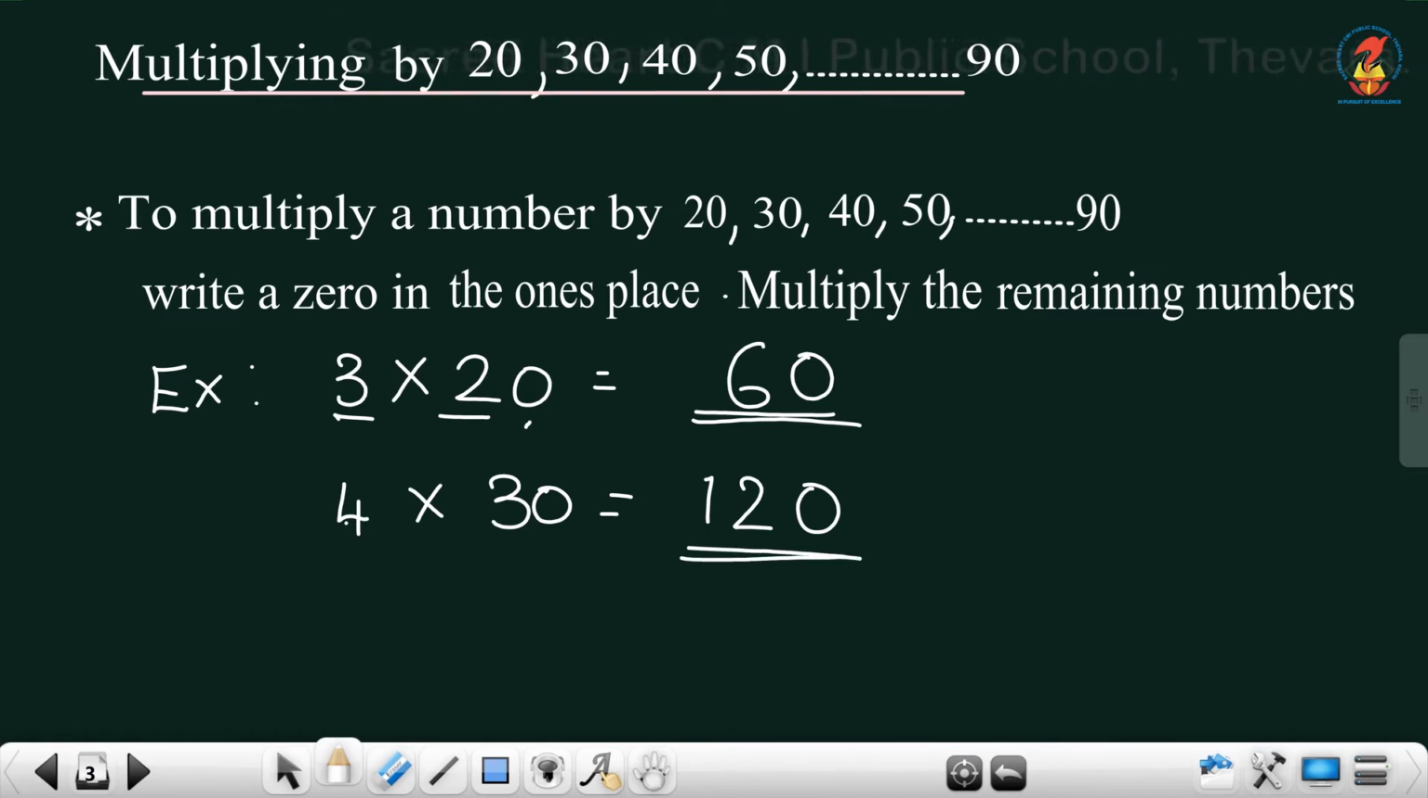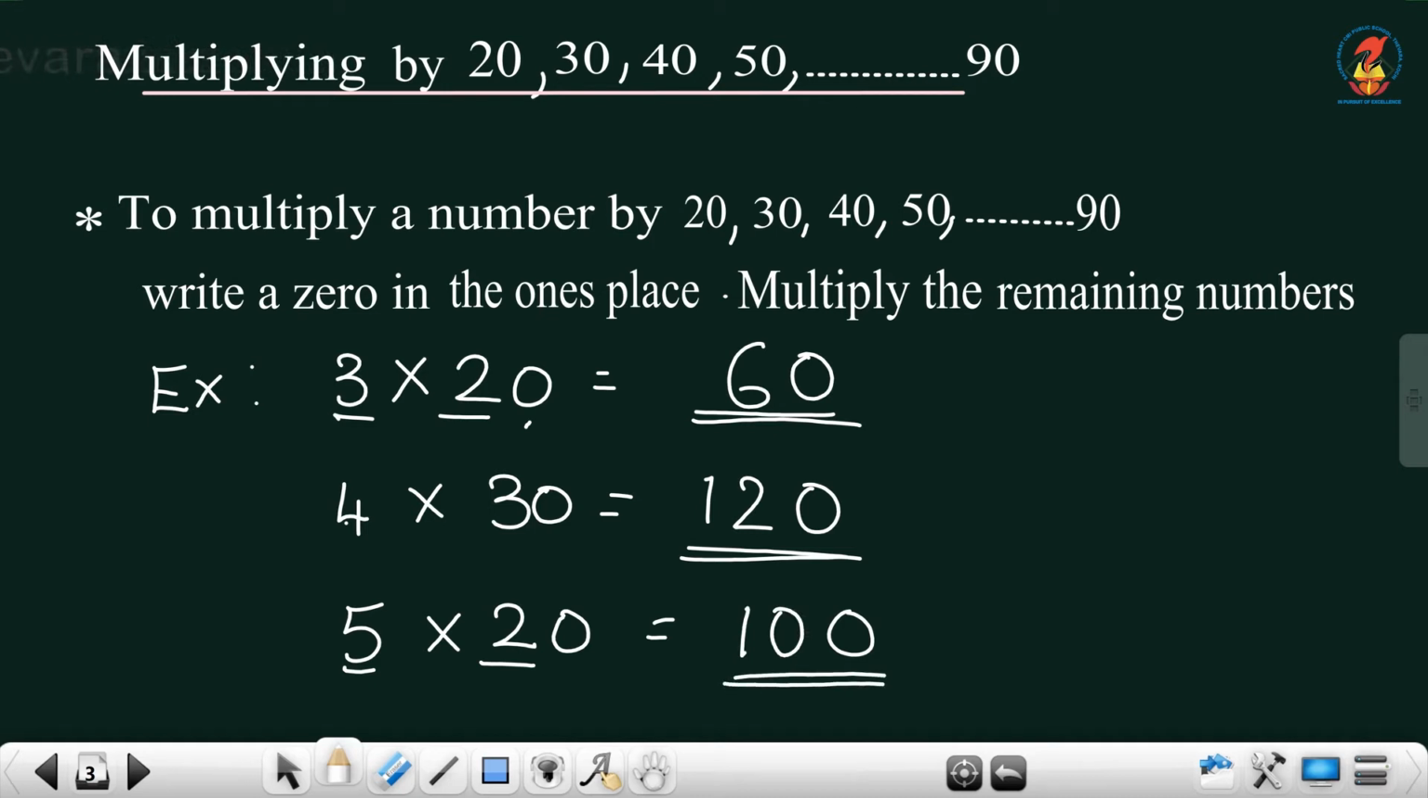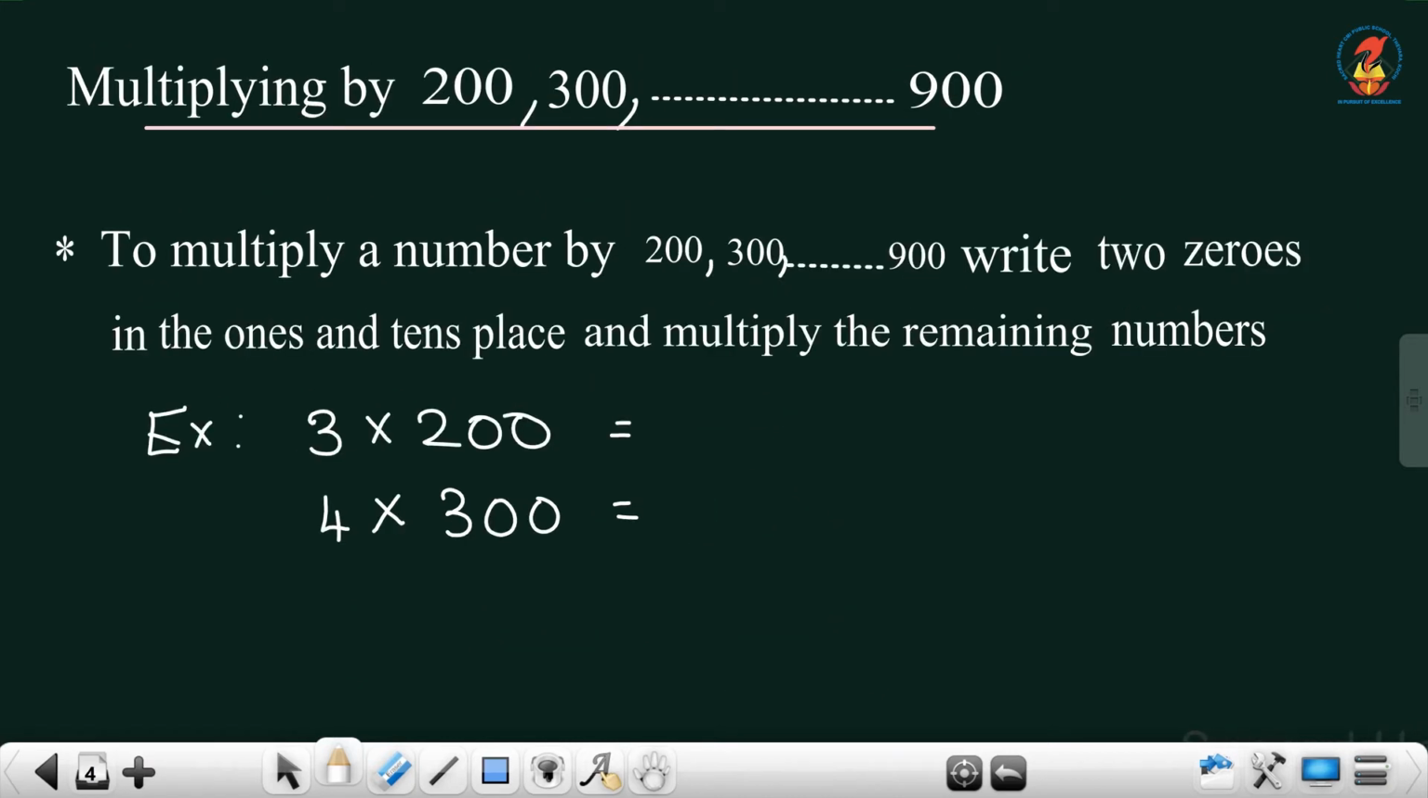I'll give you another example. 5 into 20. Now, how many zeros here? Just 1 zero. Now, multiplying the remaining numbers, 5 into 2 is 10. So, you get 100. Hope you have understood. Now, let's move on to the next one.